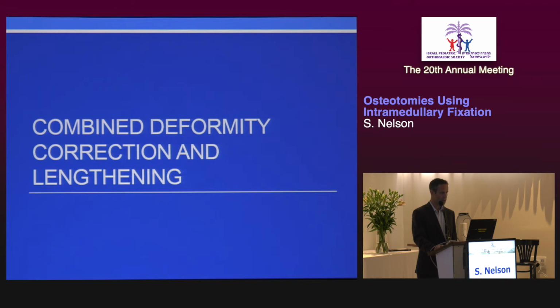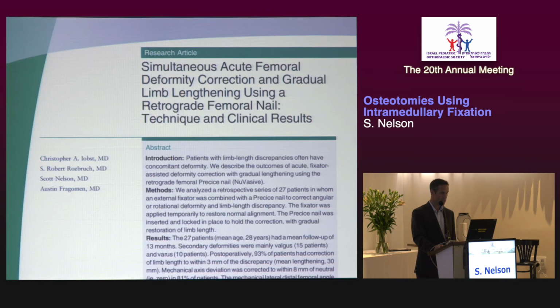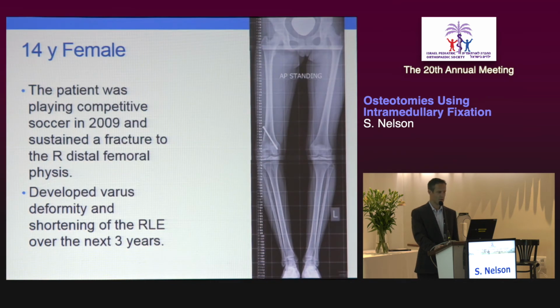Combining deformity correction and lengthening is something that we can now do using the Precise nail, and we published an article in the Yellow Journal on this technique, using a retrograde Precise nail and correcting both length and deformity at the same time.